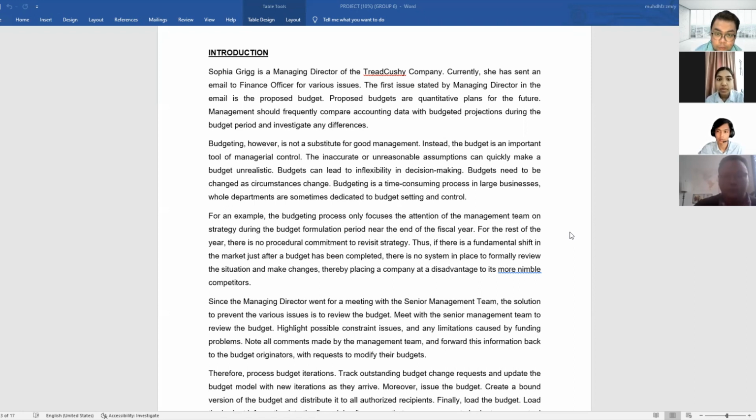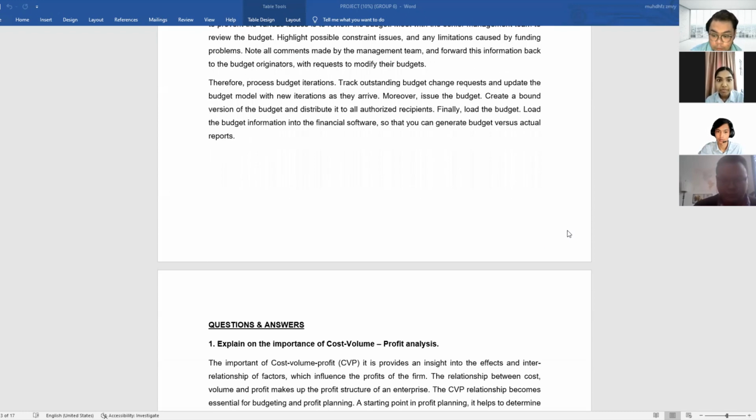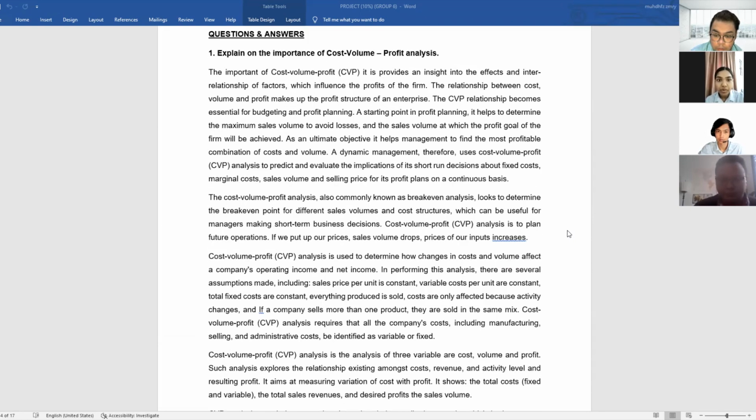And the first question is how to explain the importance of cost volume profit analysis. The importance of cost volume profit analysis is to provide insight into the effects and interrelationships of factors which influence the profits of the firm. The relationship between cost, volume, and profit makes up the profit structure of an enterprise. The cost volume profit relationship becomes essential for budgeting and profit planning. It helps to determine the maximum sales volume to avoid losses and the sales volume at which the profit goal of the firm will be achieved.